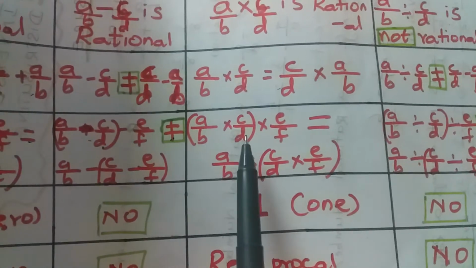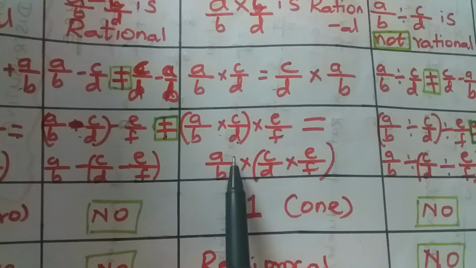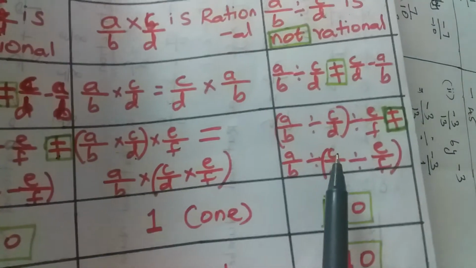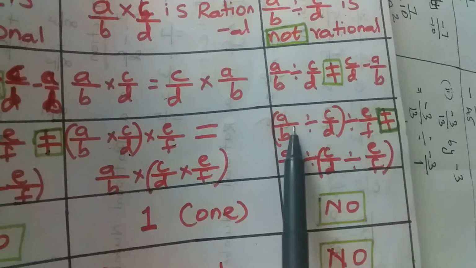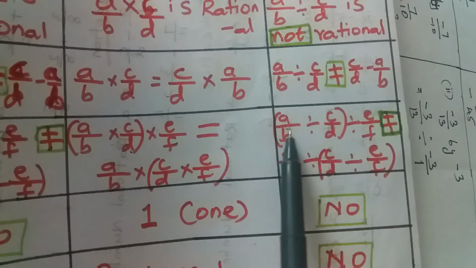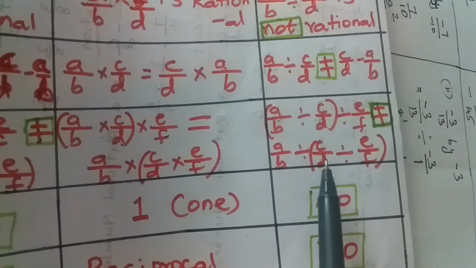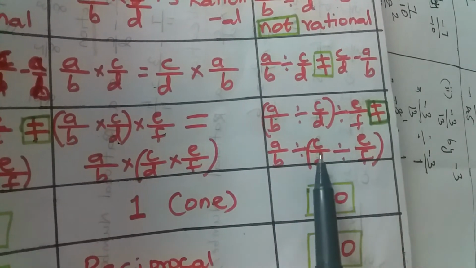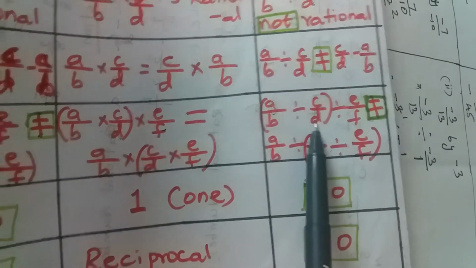But associative is true for multiplication. However you multiply the numbers, the answer will not change. But it is not true for division, not equal to. Here we group the first and second number, and here we are dividing the second number and third number first. When you change the grouping of the numbers, you won't get the same answer in division.